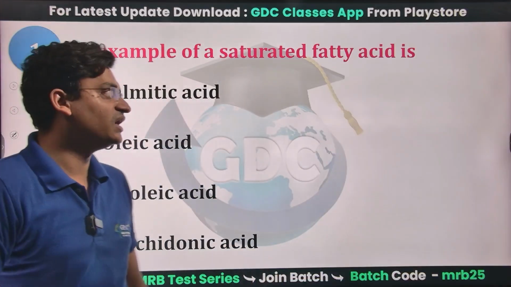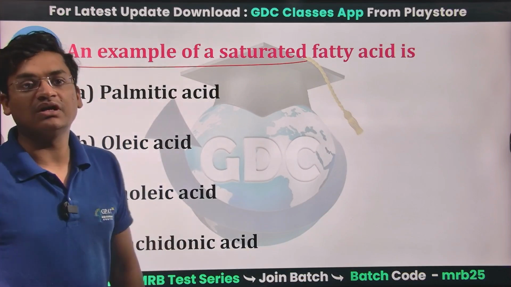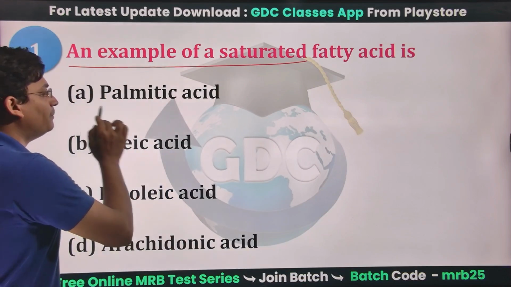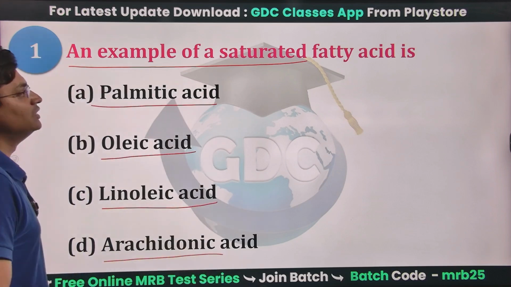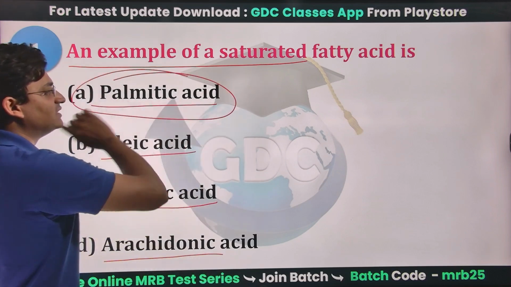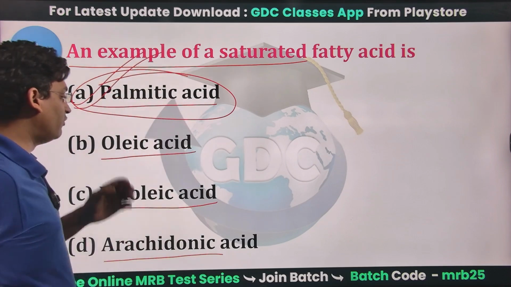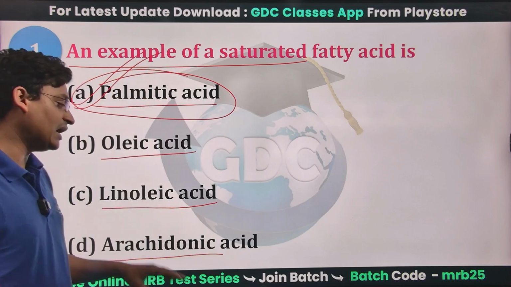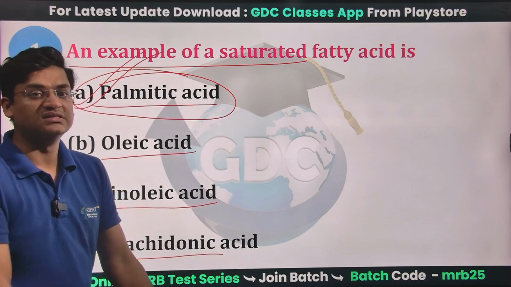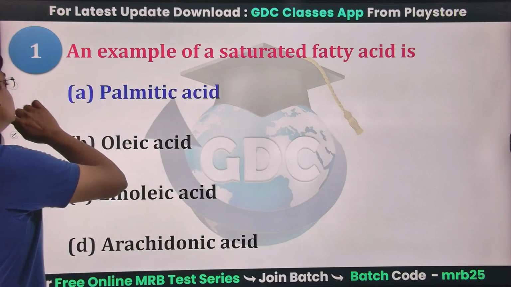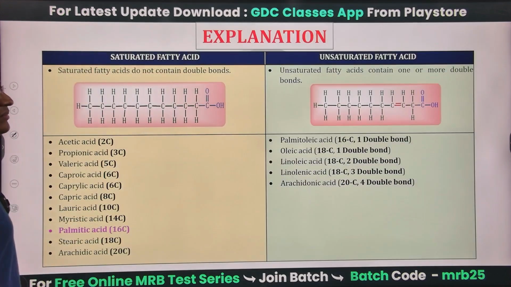Like first question, we are having an example of a saturated fatty acid. So a saturated fatty acid among the following will be palmitic acid, oleic acid, linolenic acid or arachidonic acid. So we are having this palmitic acid, that is a saturated fatty acid, while oleic acid, linolenic acid and arachidonic acid all are having unsaturation. So they are unsaturated fatty acids, while palmitic acid is a saturated fatty acid. So yes, A will be the right answer here.